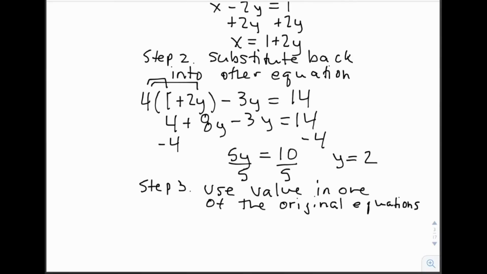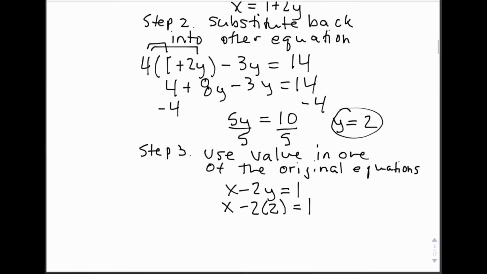So let's go ahead and plug it back into our original. Let's go ahead and pick x minus 2y equal to 1. So x minus 2y is equal to 1. We have the y value, which is equal to 2. So let's go ahead and make a substitution here. x minus 2 times the 2 is now equal to 1. And let's further simplify. So this will give us x minus 4 equal to a positive 1. So add your 4, and x is equal to a positive 5.